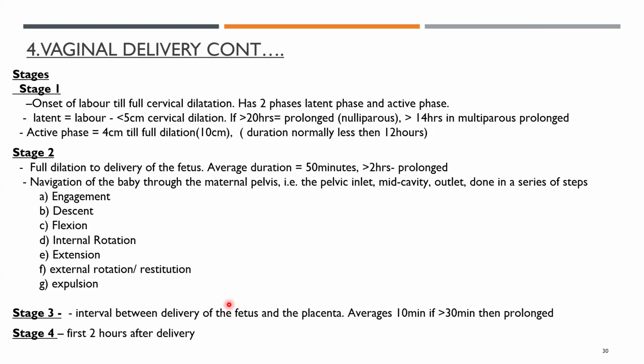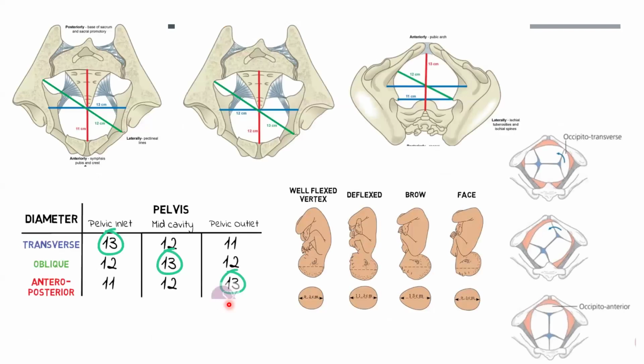The last stages are stage 3 and 4. Stage 3 is the interval between delivery of the fetus and the placenta. It averages 10 minutes; anything greater than 30 minutes is prolonged. This part is important because this is the time where you want to pick out PPH. And stage 4 is the first 2 hours after delivery, also equally important, or the golden hour, which we call in diagnosing PPH.